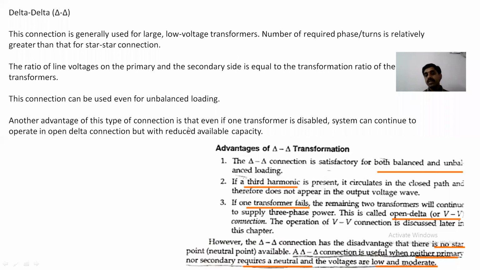Another advantage of this type of connection is that even if one transformer is disabled, I am repeatedly telling this, we can continue with an open delta connection. These points are already listed. However, the delta connection has the disadvantage that there is no star point; neutral is not available. Therefore, the delta connection is useful when neither primary nor secondary requires neutral and the voltages are low to moderate. If you don't need the neutral connection, if there is no requirement of fault current to go through the ground, that means neutral to ground connection is not necessary, in that situation you can use this delta connection.